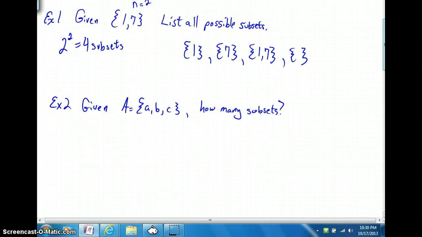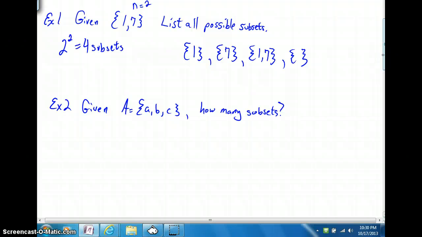Well, let's say that we take a look at number 2. We have the set A, capital A, having lowercase letters a, b, and c. Here, I hope you would agree that n would equal 3. There are 3 elements, 3 items in between those brackets. And the question is, how many subsets? Well, according to our little theorem, we should have 2 to the n. 2 to the third is 8. So we should have 8 subsets.